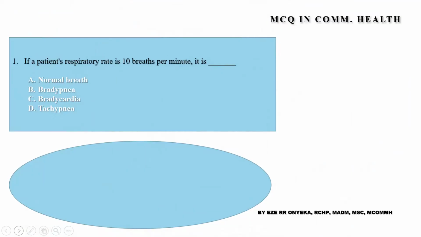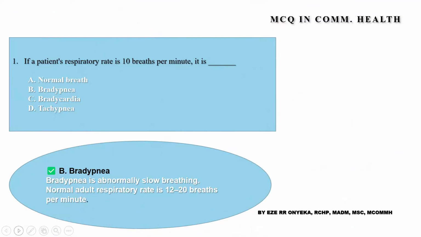If a patient's respiratory rate is 10 breaths per minute, it is called A, normal breath, B, bradypnea, C, bradycardia, D, tachypnea. The correct answer is B, bradypnea. Bradypnea is abnormally slow breathing. Normal adult respiratory rate ranges from 12 to 20 breaths per minute.